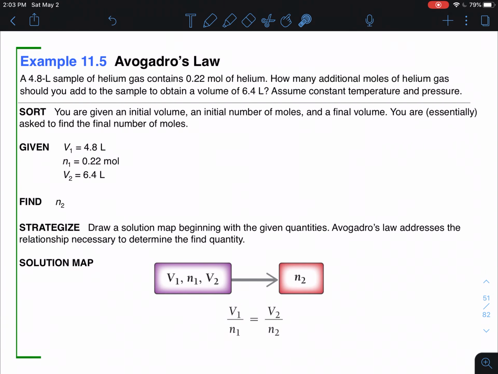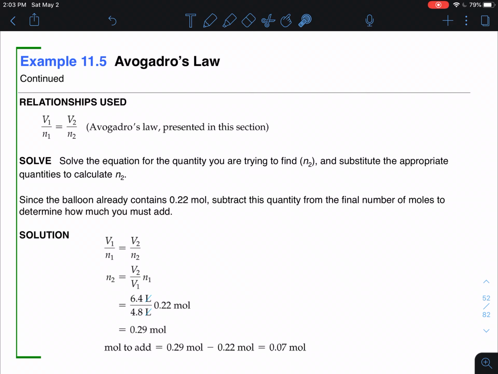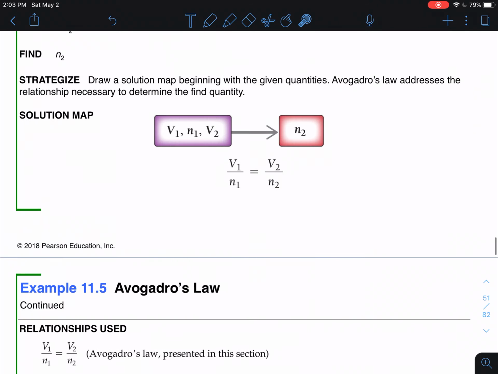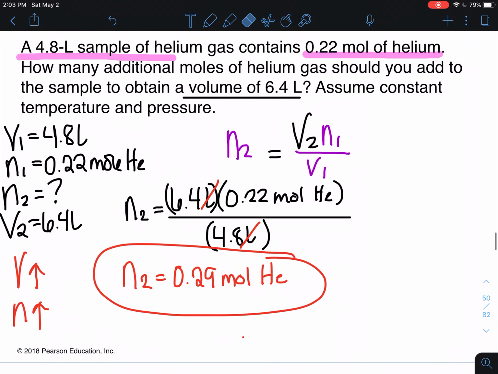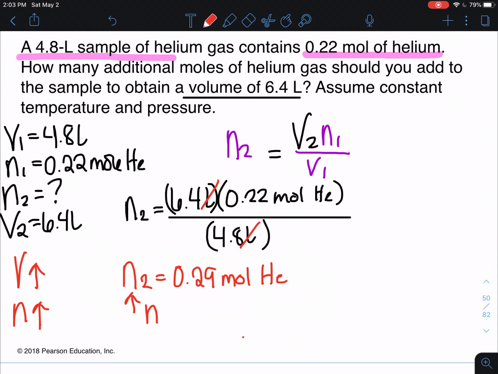Okay, so here is finally, sorry, I forgot to add this one part. Assume how many moles of gas should you add to the sample to obtain. So this is our N final, right? So if N final is going to equal N initial multiplied by X, okay?